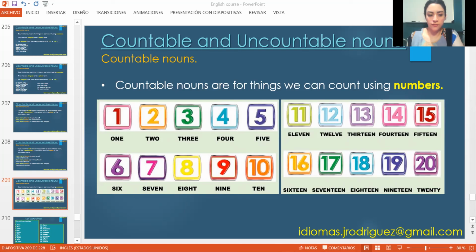Good job. Okay, I'm going to repeat it. And try to repeat wherever you are. Pay attention to the spelling. Okay, pongan atención también a cómo se escriben. Okay, 1, 2, 3, 4, 5, 6, 7, 8, 9, 10, 11, 12, 13, 14, 15, 16, 17, 18, 19, and 20. I'm gonna repeat it. Pay attention. 1 to 20.